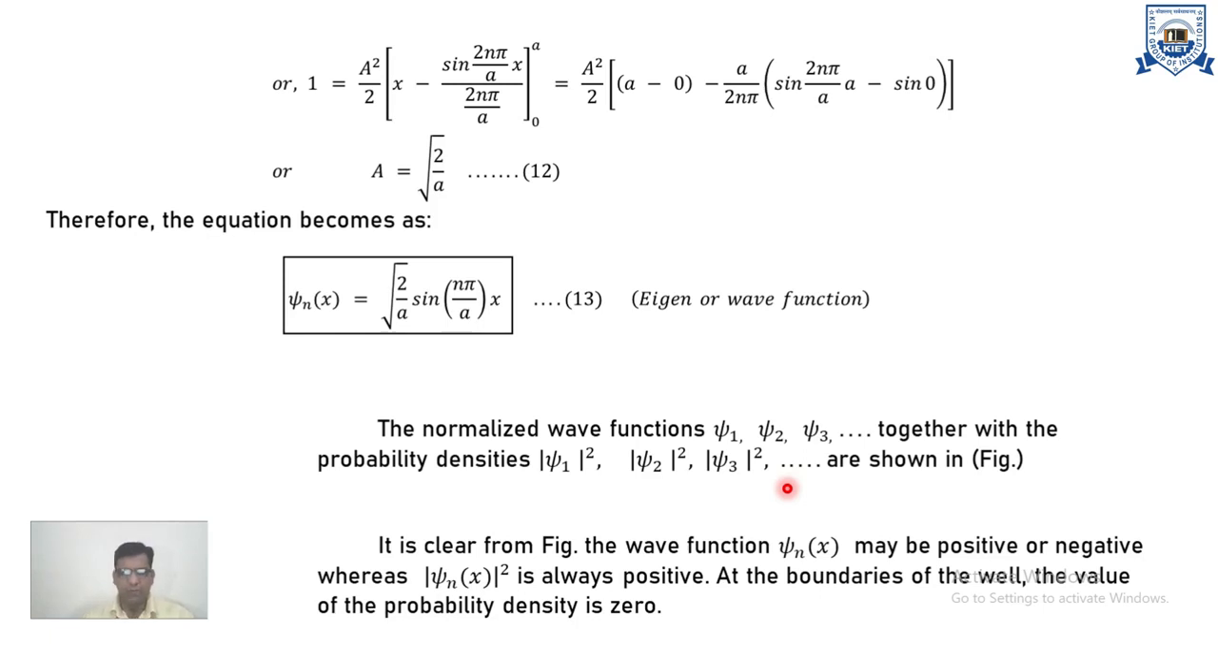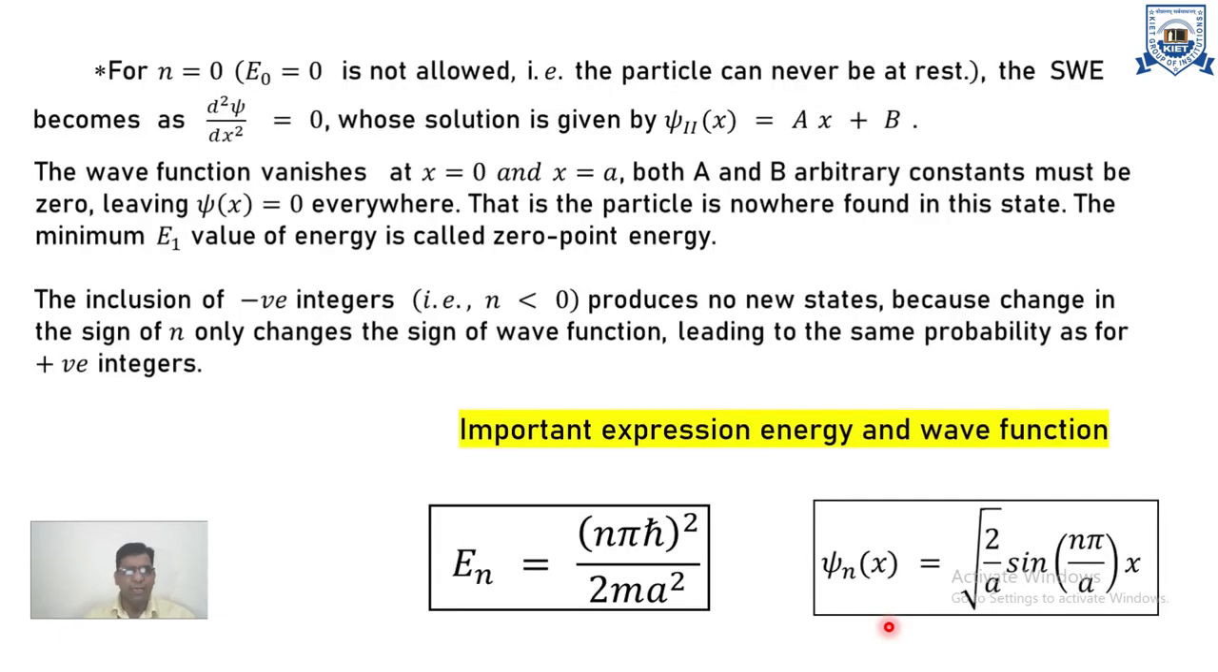We have shown this in the figure. It is clear from the figure that the wave function psi n may be positive or negative, whereas psi n square is always positive, because we know that the total probability is always 1. At the boundary, the wave function and the probability density are 0. Here we understand some aspects.